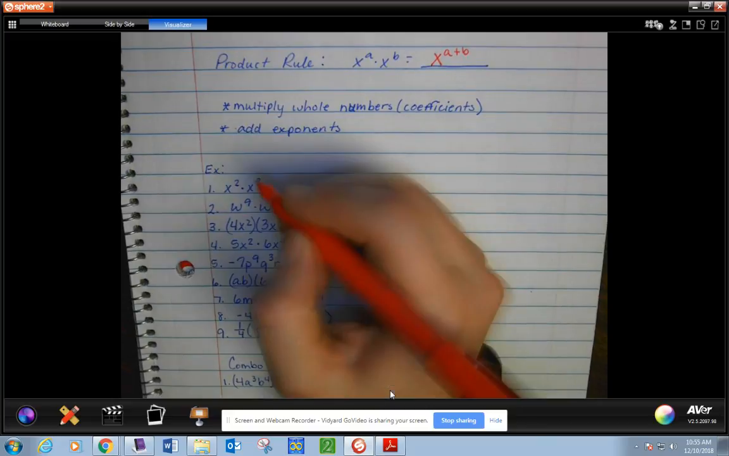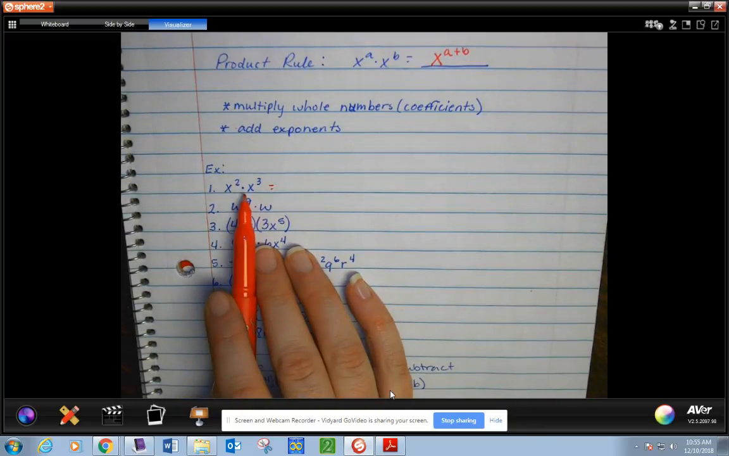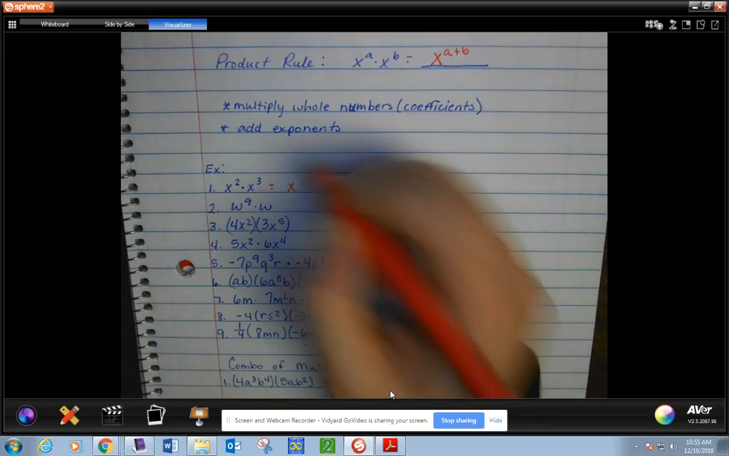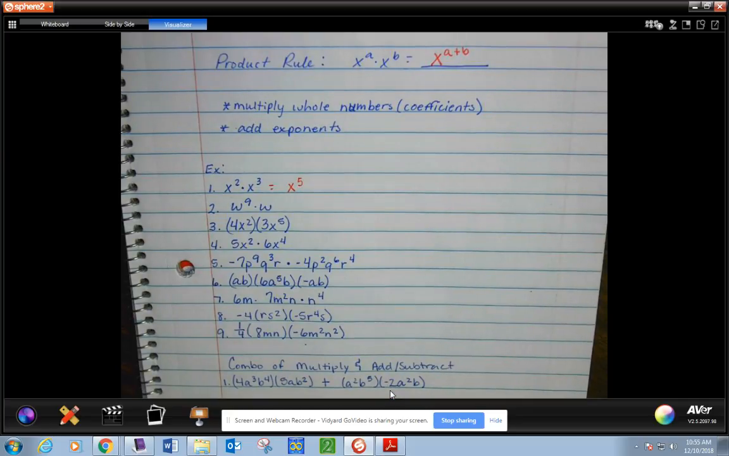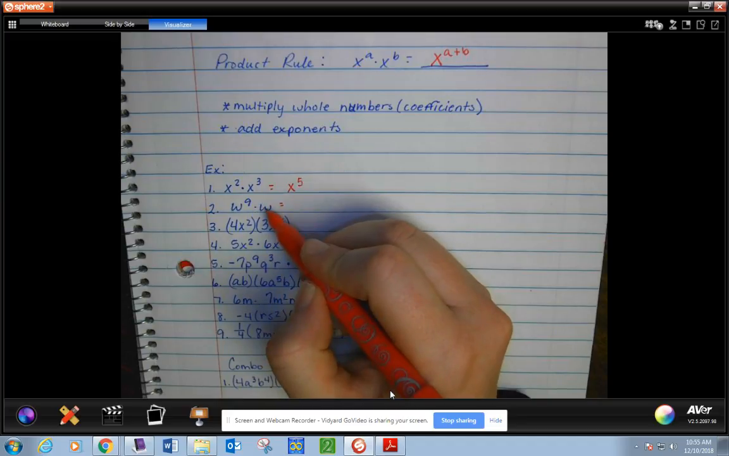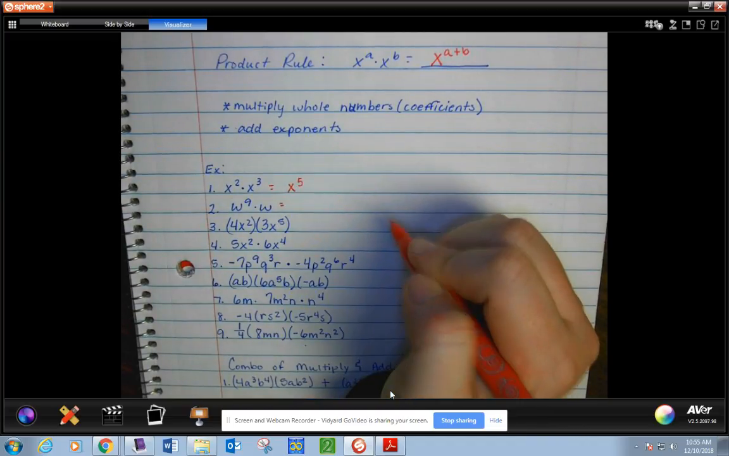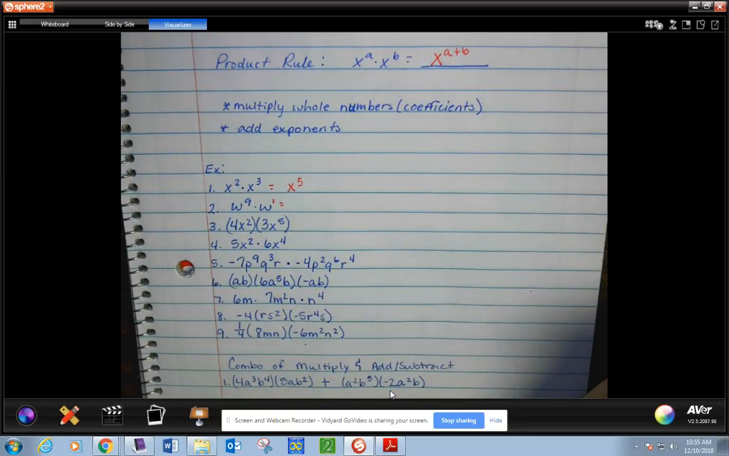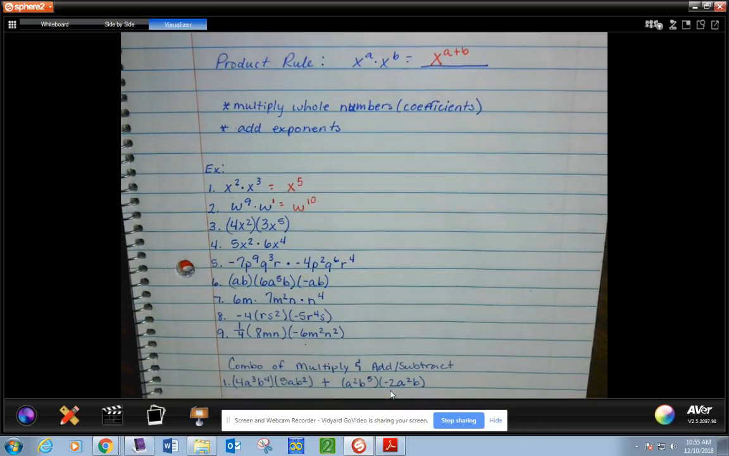So for example 1, we're going to multiply whole numbers or coefficients, and I don't have any because 1 times 1 is 1. So all I have to do is keep the letter and add the exponents, so x to the 5th. Okay, for 2, w to the 9th times w. Now be very careful here. There are, again, no numbers, coefficients, but this has an exponent of 1. So I'm just going to add my exponents, and I get w to the 10th.